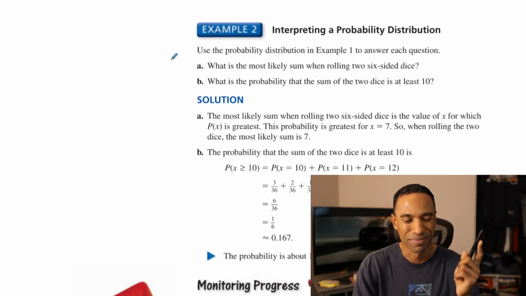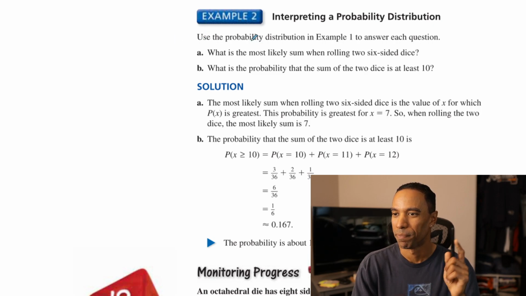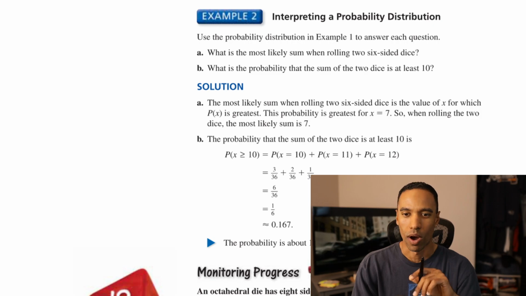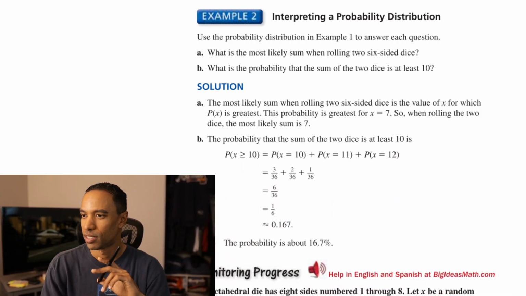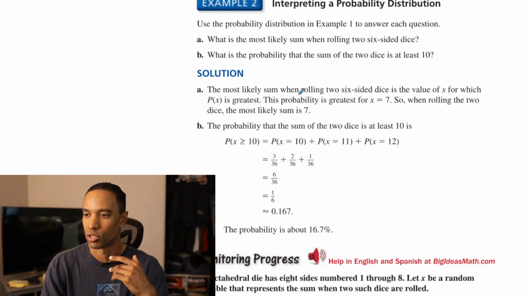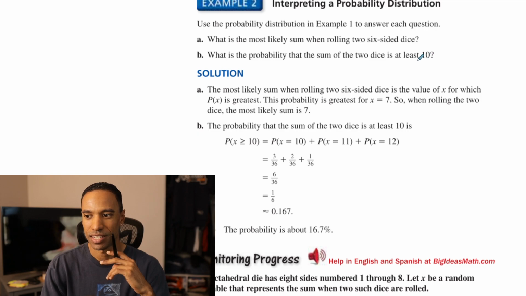Oh, here we go. I thought part of the problem was interpreting. Use the probability distribution in example 1 to answer each question. What is the most likely sum when rolling 2 6-sided dice? 7. So what is the probability the sum of the 2 dice is at least 10?